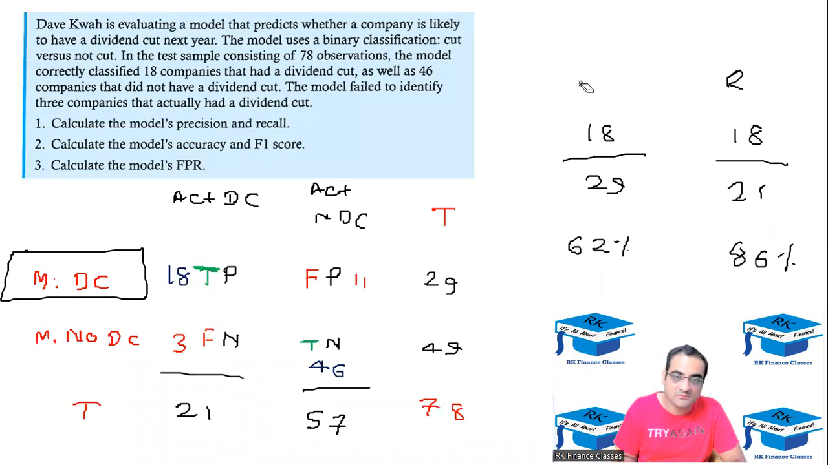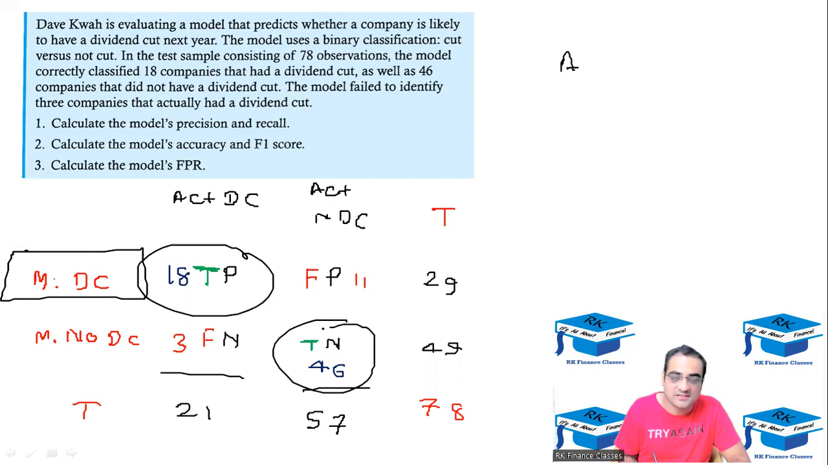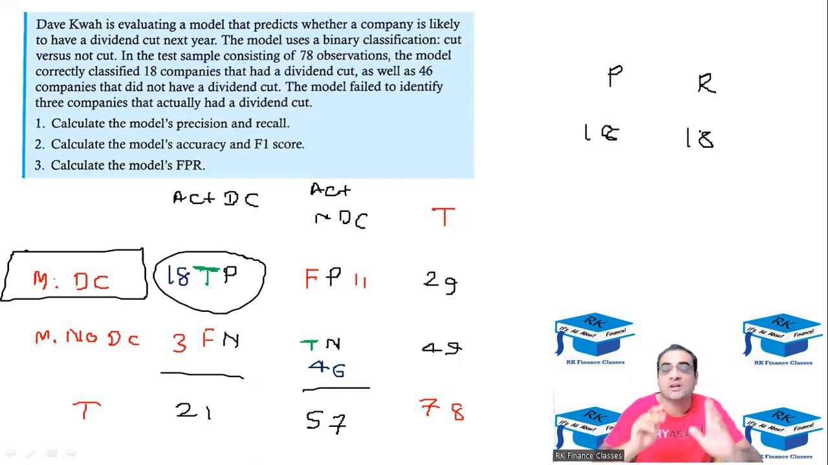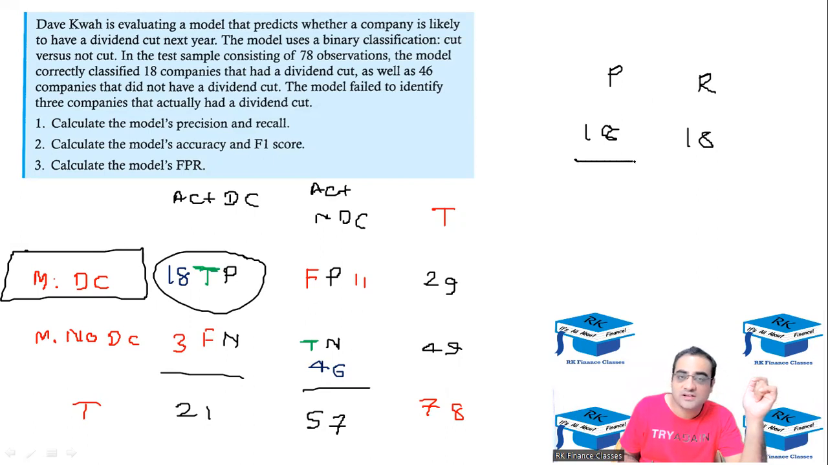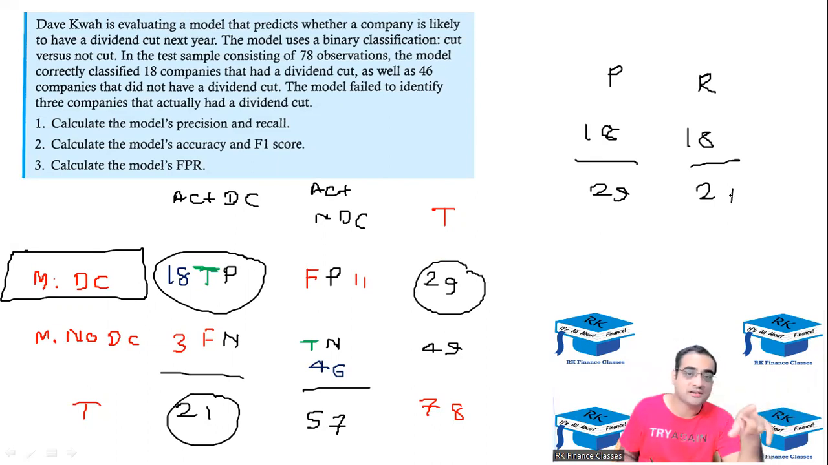So what have we seen so far? Let's look at it one more time. First, we saw accuracy. Accuracy is this plus this out of this. Second, we discussed precision and recall. In both, the numerator will be 18, because those are the actual defaults or actual dividend cuts which were properly identified. In the case of precision, it will be divided by total predictions made, that is 29. And in the case of recall, by the actual dividend-cut companies, the actual defaulted companies. So that's the P and R, precision and recall.